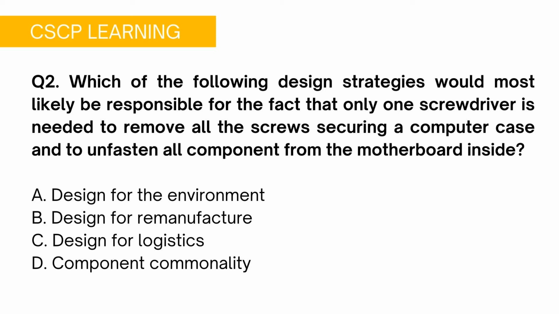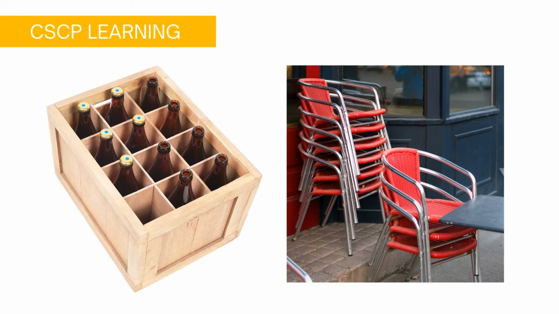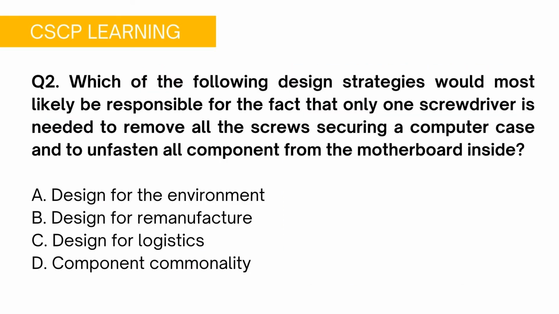As the name suggests, design for logistics strategy focuses on designing a product in such a way that it is easier for transportation. For example, plastic chairs which can be stacked on each other for ease of transportation, or crate of water bottles. This option is not relating to the question in any manner, so this is not the correct answer as well. Let's see what we have in option D, component commonality.